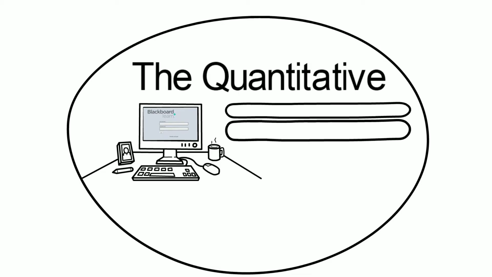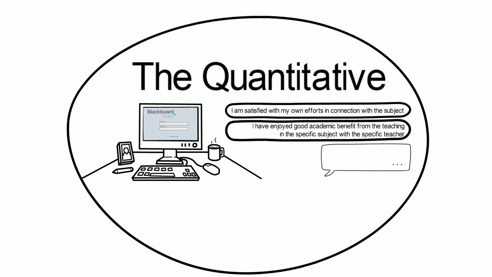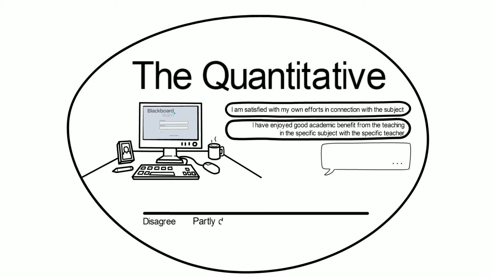The evaluation features 2 questions. I am satisfied with my own efforts in connection with the subject, and I have enjoyed good academic benefit from the teaching in a specific subject with the specific teacher. It also contains a comment box. The students have the following choices of answering the questions: disagree, partly agree, and agree. The answers respectively give a score of 1 to 4 points. Afterwards, a green, yellow, or red index color is applied.